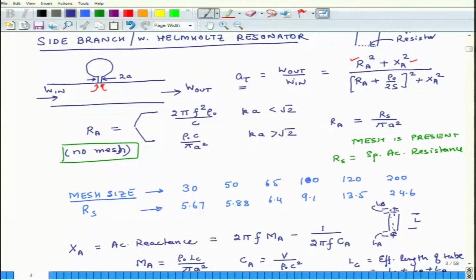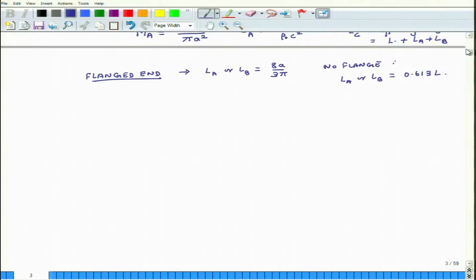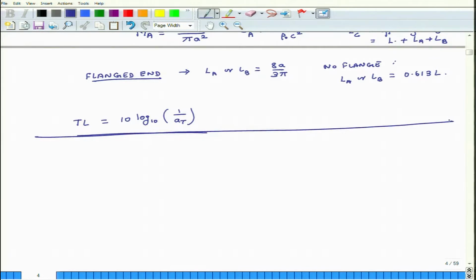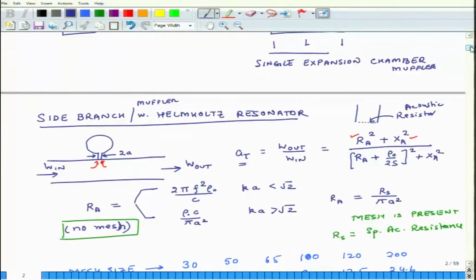If this ratio is 1, then my muffler is not at all effective. If this ratio is very small, close to 0, then my muffler is effective. So, we had also defined that transmission loss is equal to 10 log of 1 over alpha. So, if alpha is small, my muffler is very effective and the transmission loss number will be high. Okay. So, these are the results associated with a Helmholtz side branch muffler having a Helmholtz resonator.